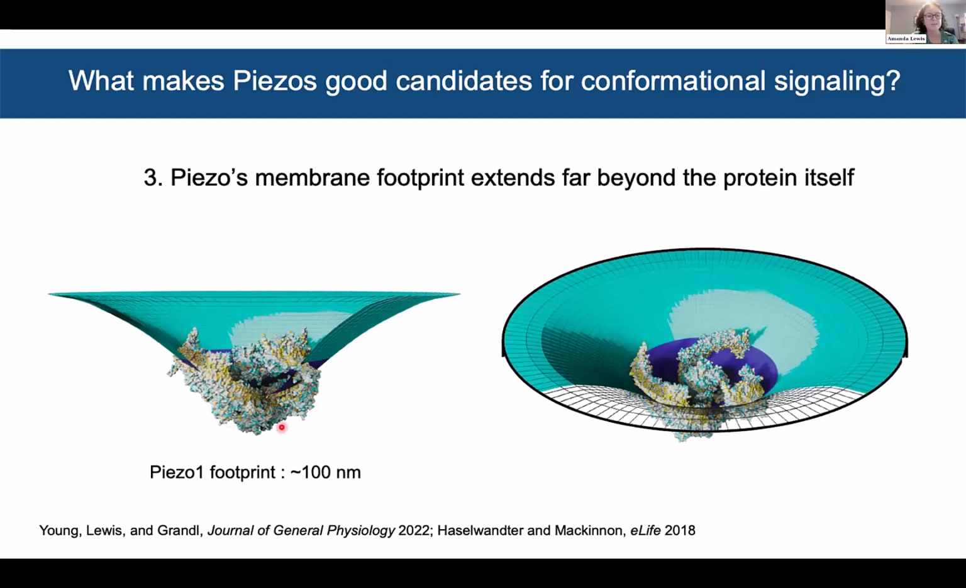And we've predicted this footprint could actually reach up to about 100 nanometers away from the central pore of Piezo. So this gives rise to the potential for Piezo ion channels to interact with even more distal proteins in the membrane, not just those that it might directly bind to, but perhaps other proteins that might be sitting in regions of this highly curved membrane footprint.